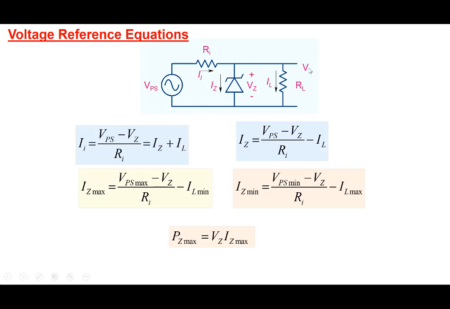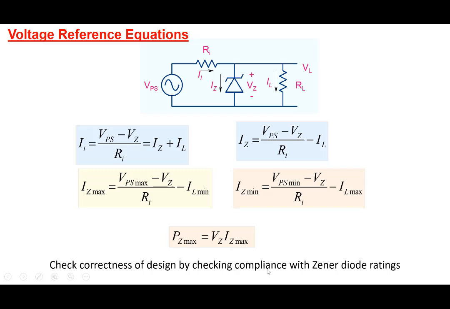So if we are given a design, we can use these equations to see whether our design is correct or not by checking whether IZ max, IZ min, and PZ max are reasonable with respect to the Zener diode characteristics. If a circuit is given with a particular Zener diode, we can check the characteristics of the Zener diode given by the manufacturer in the data sheet, and then check IZ max, IZ min, and PZ max and see whether these values are reasonable or not. So that's for checking whether a particular design is correct or not.